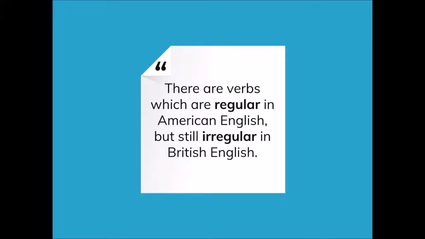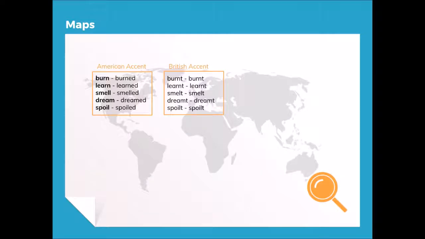At the same time, I will remind you that there are some verbs which are treated both as regular and irregular in different accents of English. So burn, learn, smell, dream, and spoil are used as regular verbs in American English now, but in British accent we still treat them as irregular. So burnt, learnt, smelt, dreamed, spoiled. The good news is their second and third forms are the same.